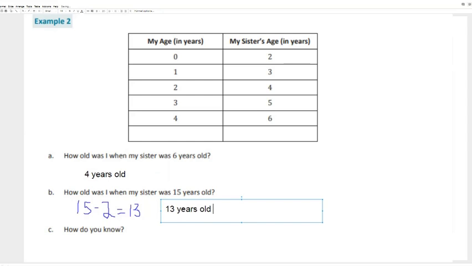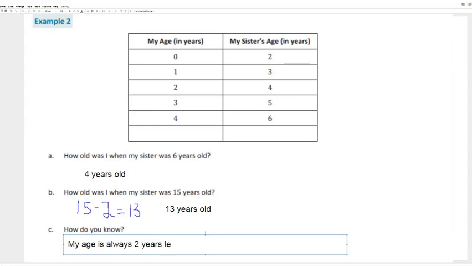As you can see, we went one way in the previous example. Now we're going the other way. Next, it says, how do you know this? Well, we know this because my age is always 2 years less than my sister's. If my sister's always 2 years older than me, then I would be 2 years less than my sister. So it's because my age is always 2 years less than my sister's.